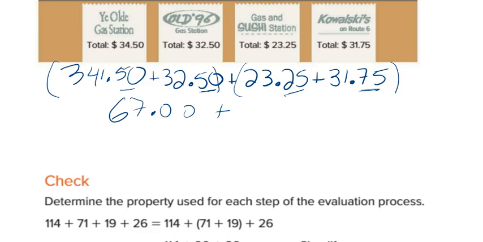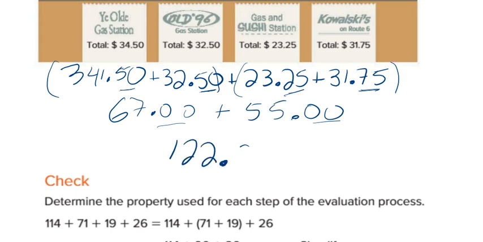Okay, got it back. Allows me to add parentheses around the first two things and then around the last two. So if I take 34.5 plus 32.5, that gets me 67.00 because it's money. Then if I add the second set of parentheses I put in by associative property, those will get me $55.